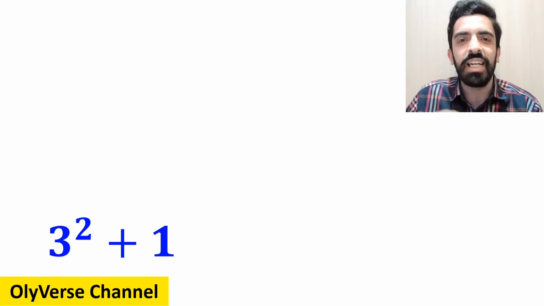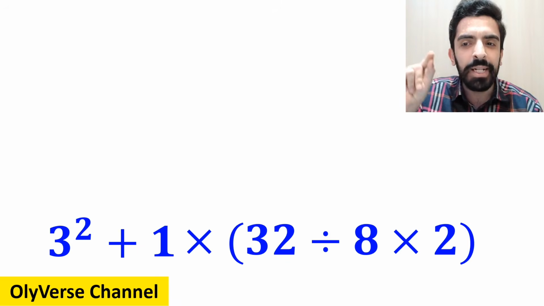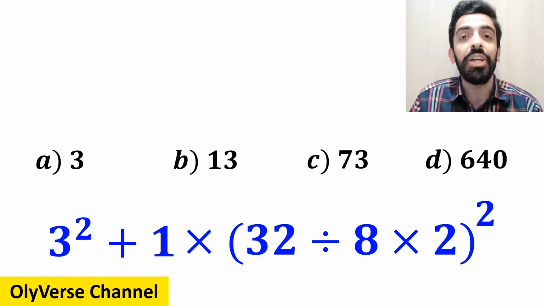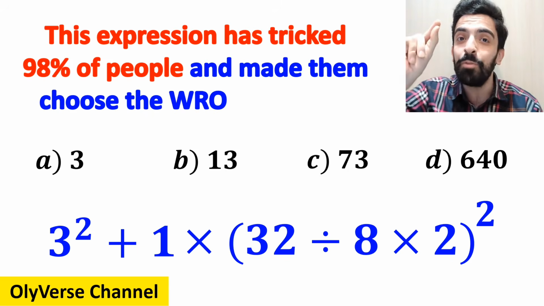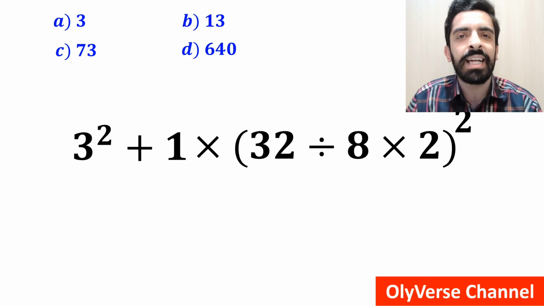What is the value of the expression 3 squared plus 1 multiplied by (32 divided by 8 times 2) all squared? Which option do you think is the correct answer to this question? This expression has tricked 98% of people and made them choose the wrong option. Let's go step by step and solve it together.